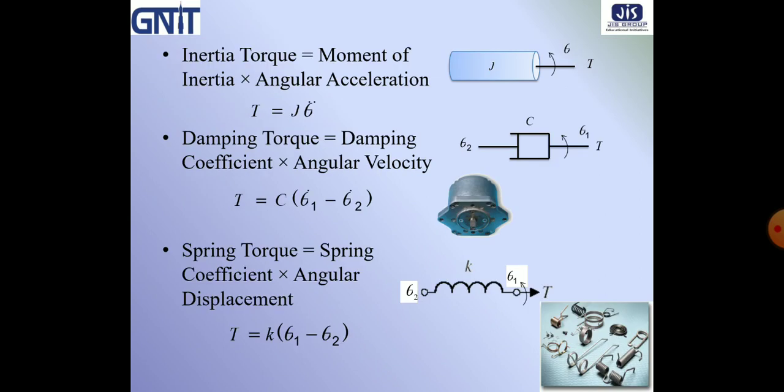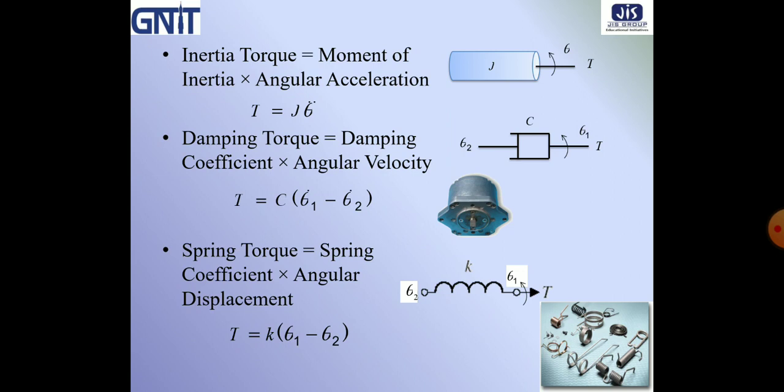Now inertia torque. Here torque will be there, whereas in a translational mechanical system there will be a force. So the inertia torque is the moment of inertia, that is capital J, into angular acceleration. So the inertia torque T is equal to J theta double dot. Theta double dot means d2 theta by dt square, where theta is the angular displacement.